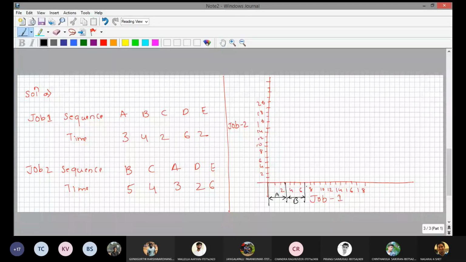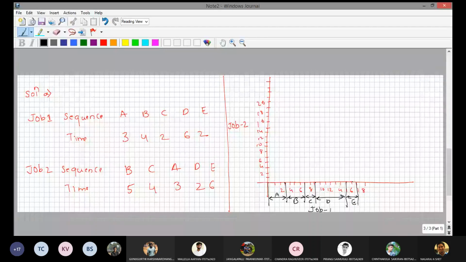How much time is C going to take? It should be 2, then 8 and 9. This should be C. And D, how much is it taking? 6. 1, 2, 3, 4, 5, 6. Sorry, 6. This is the bar we are drawing for D, and the final is 2. 1, 2. This is E. The sequence we have done completes the process.